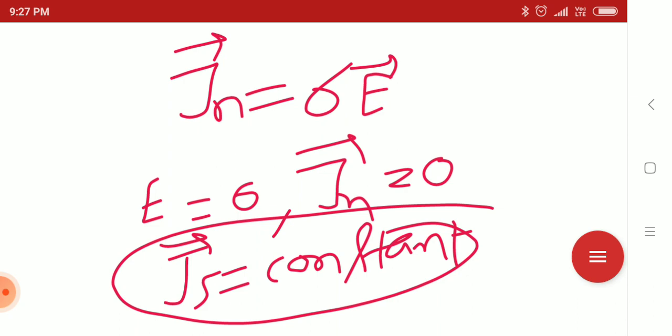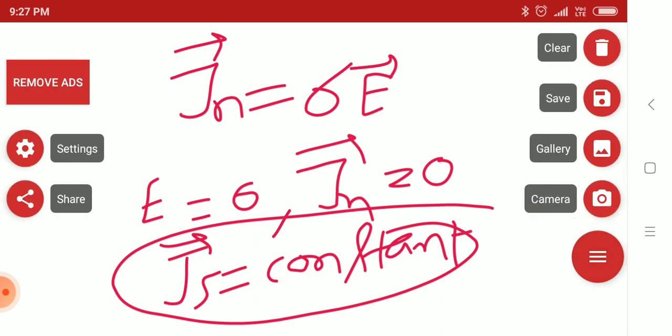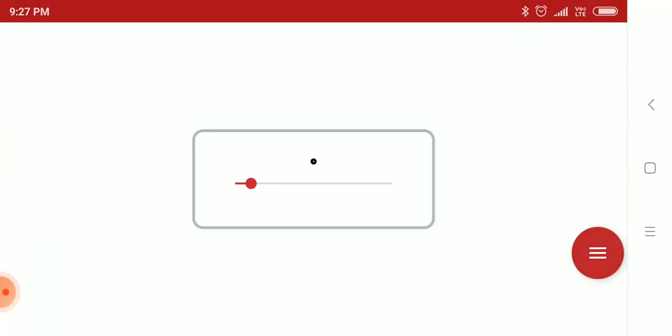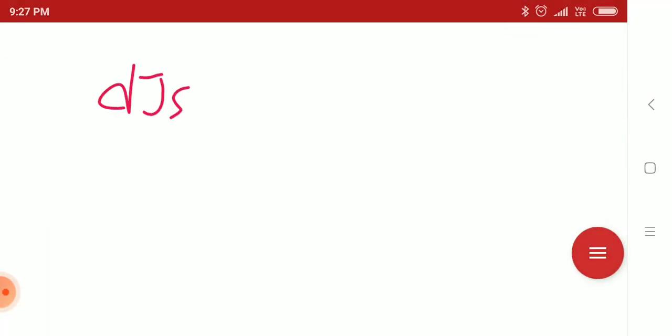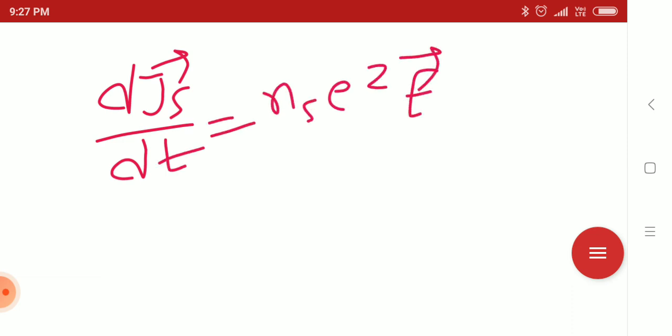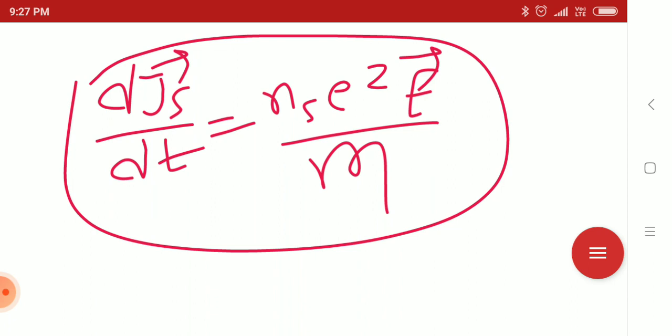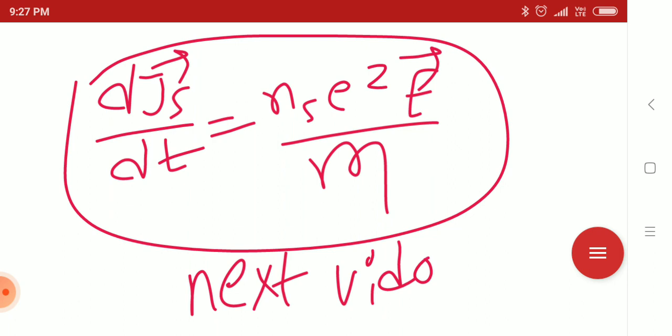Now from London's first equation, we can also derive the second equation of London. The first equation of London was dJs by dt equals ns e square E vector divided by m. And by taking the curl on both sides, we can derive the second equation of London. That we will do in our next video. We will discuss more about superconductivity and London's second equation, and we will derive the London penetration depth also.